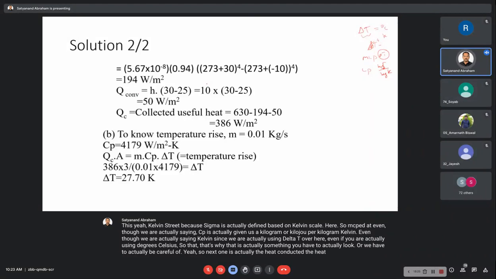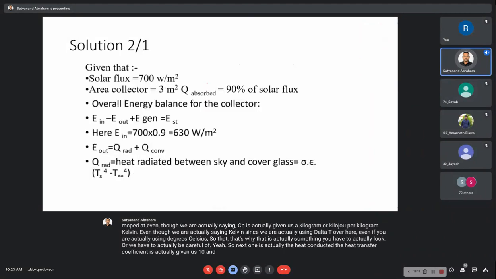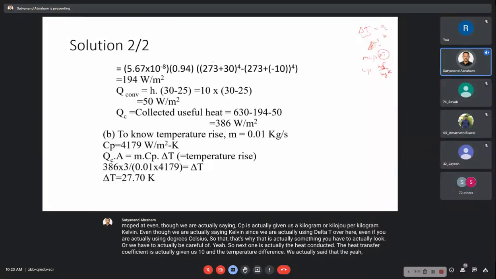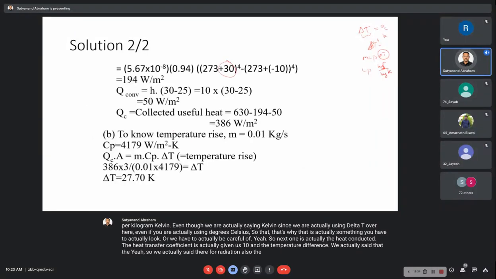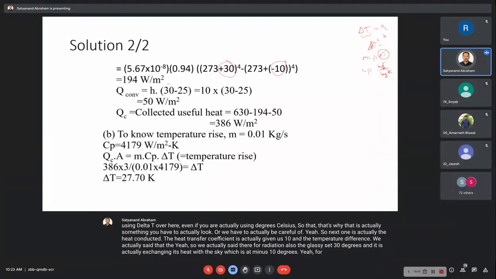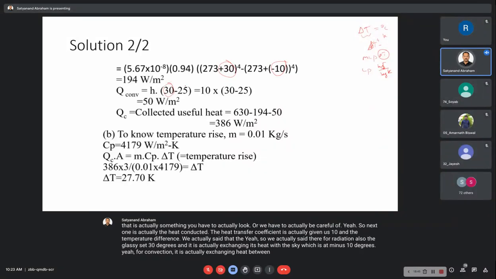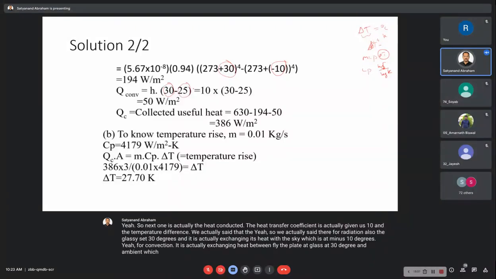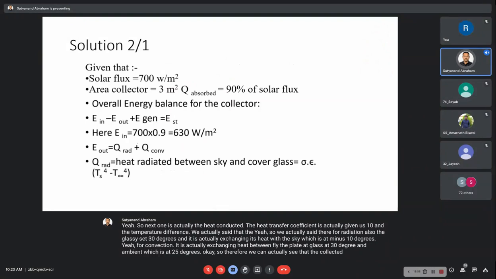Yeah. So next one is the heat convected. The heat transfer coefficient is given as 10. For radiation, we said the glass is at 30 degrees and is exchanging its heat with the sky, which is at minus 10 degrees. For convection, it is exchanging heat between the glass at 30 degrees and the ambient, which is at 25 degrees.